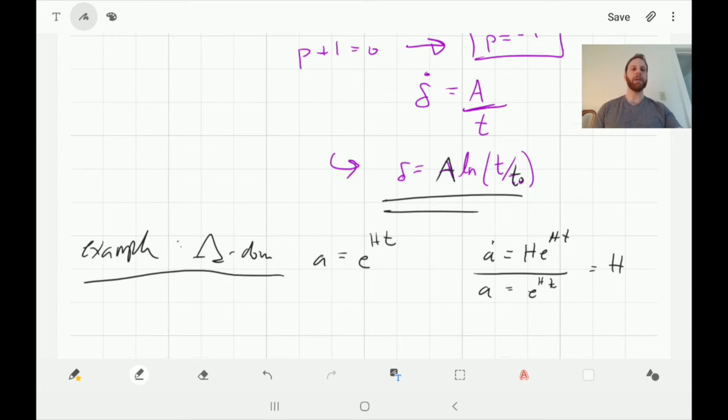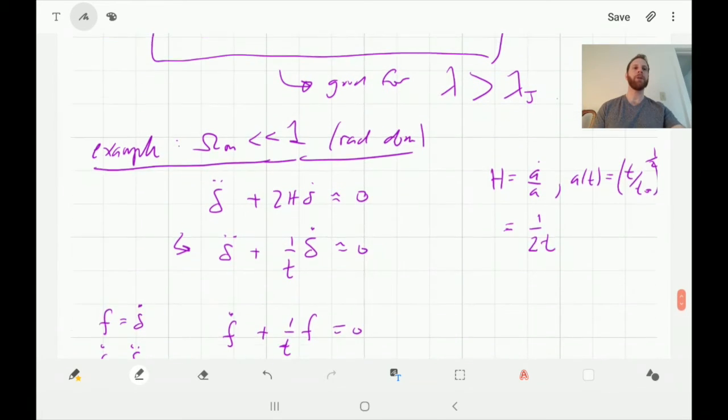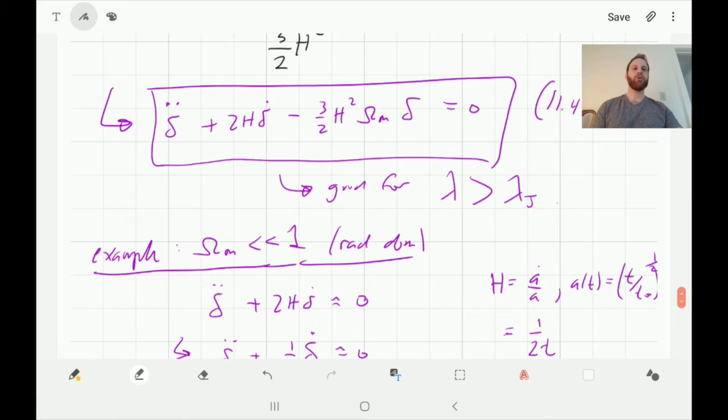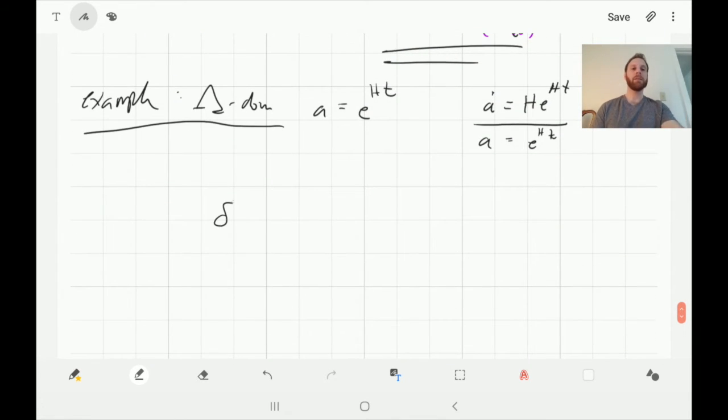So that's all legit. That means that our master equation from above, delta double dot plus 2H delta dot, where H is just a constant, and again, if matter is subdominant, which I think is what we're assuming, yeah, it is. Delta double dot plus 2H, where H is a constant, times delta dot equals 0. Should we play the same game that we did before? You could.